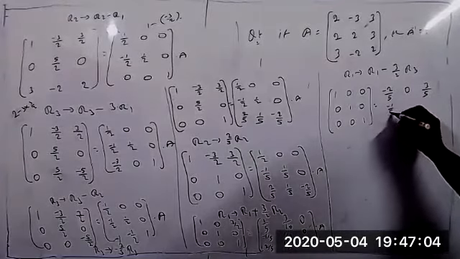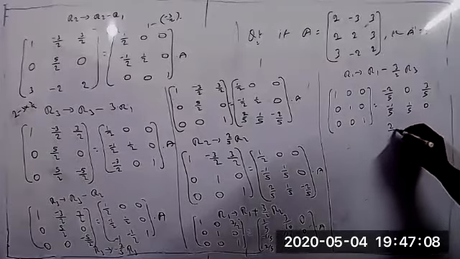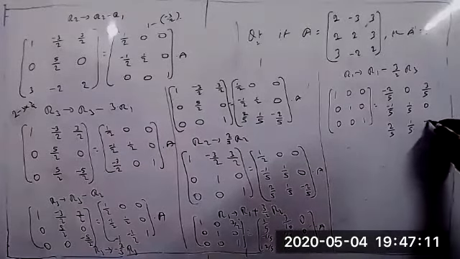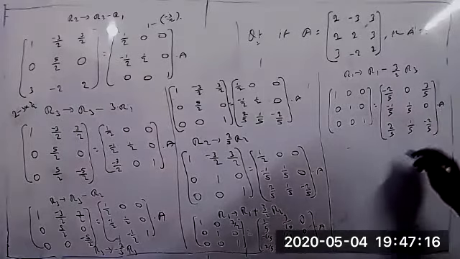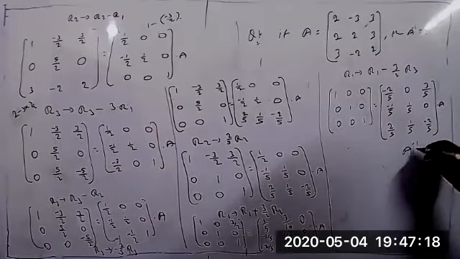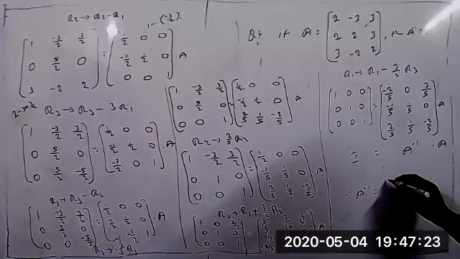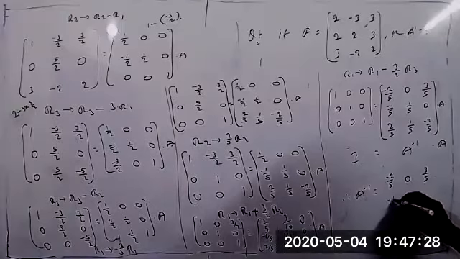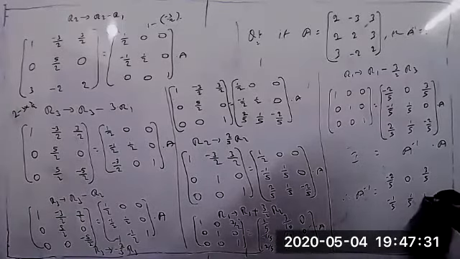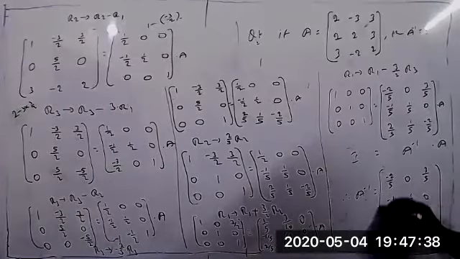So this is minus 1 by 5, 1 by 5, 0, and 2 by 5, 1 by 5, and minus 2 by 5 into A. So this is A into A inverse equal to I now. Therefore, the value of A inverse equal to minus 2 by 5, 0, 3 by 5, minus 1 by 5, 1 by 5, 0, 2 by 5, 1 by 5, minus 2 by 5 now. This is the value of A inverse.